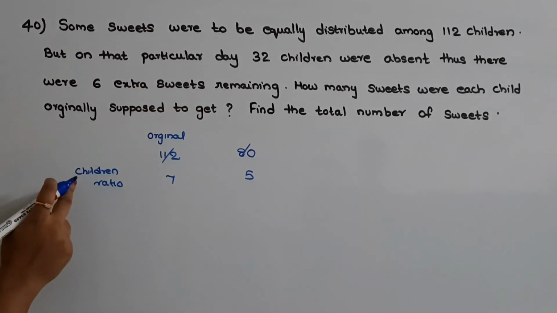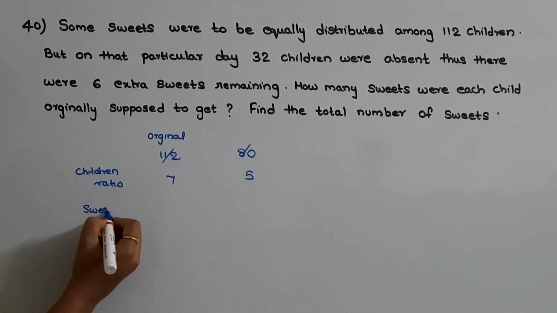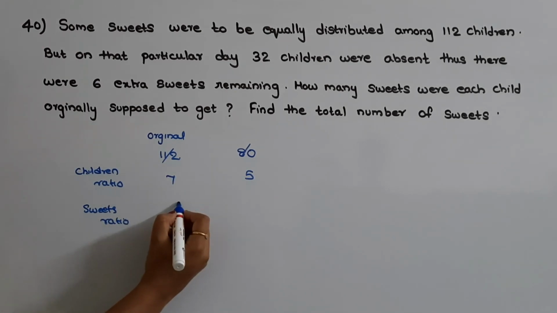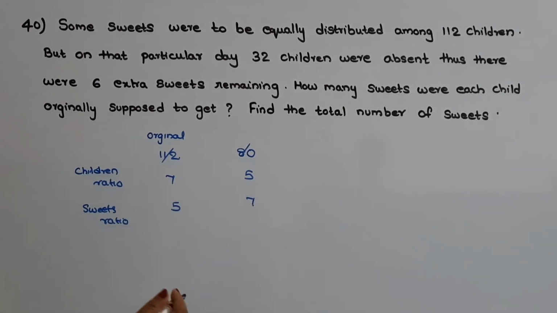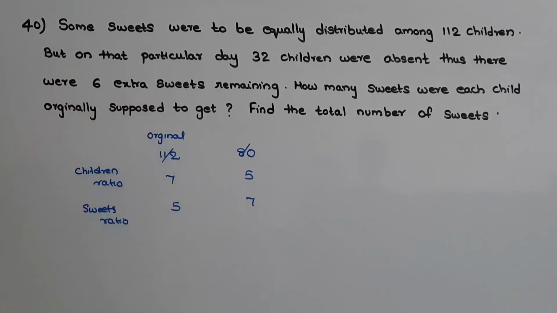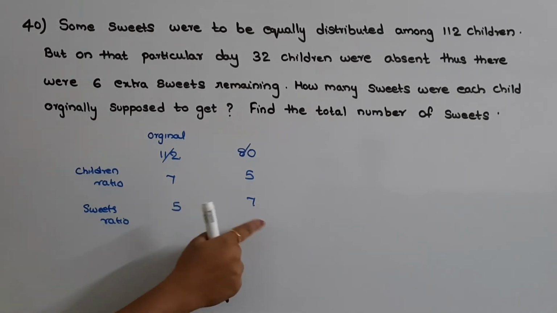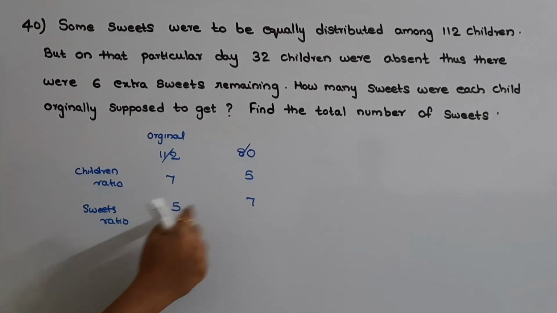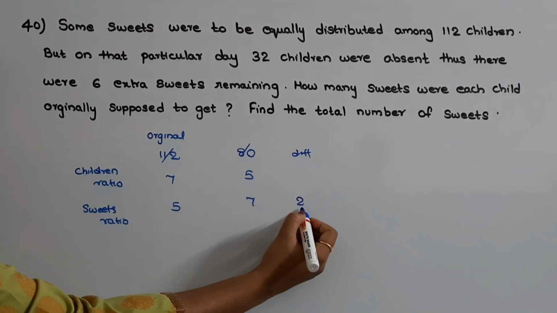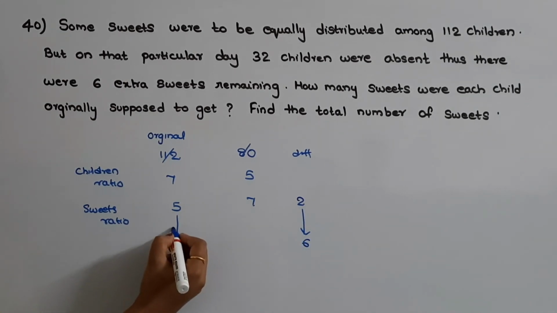Okay. Which means children's ratio will be inversely proportional to the sweets ratio. Okay. Then what will be the sweets ratio? That will be 5:7. Okay. So the difference in the quantity of the sweets is given as 6. Okay. So let us find out what is the difference in the sweets ratio. That will be 7 minus 5, that is 2. Okay. So we can represent this 2 as this 6. Okay. Then what will be the value of this 5?